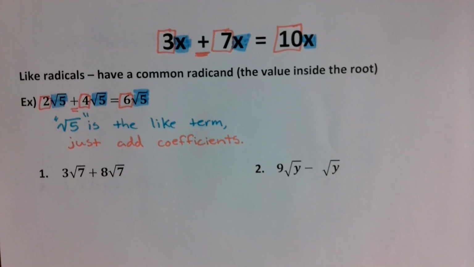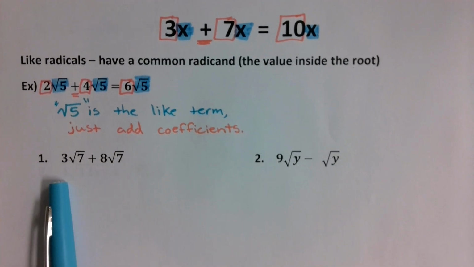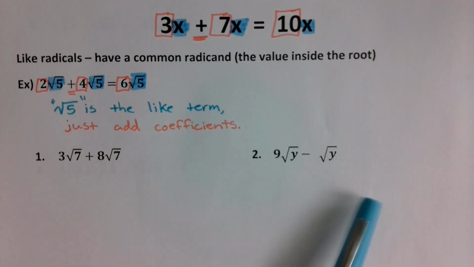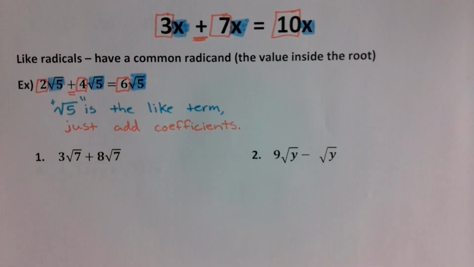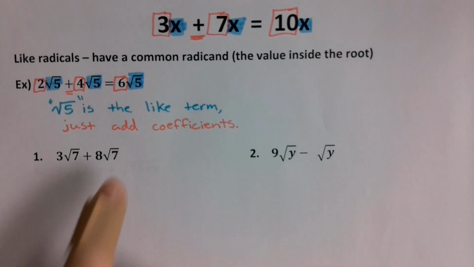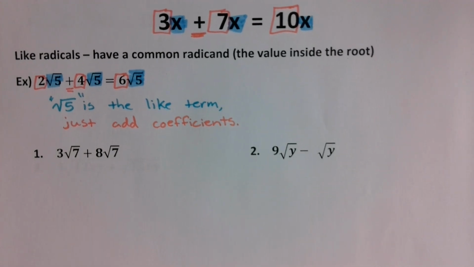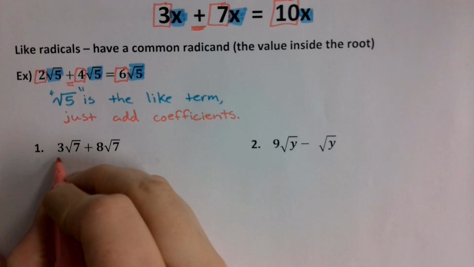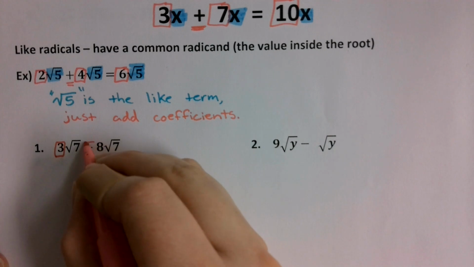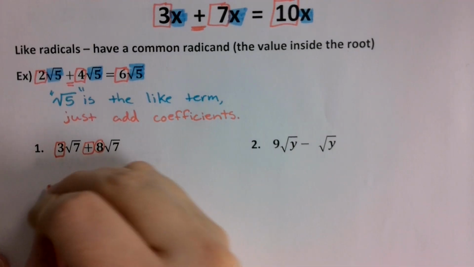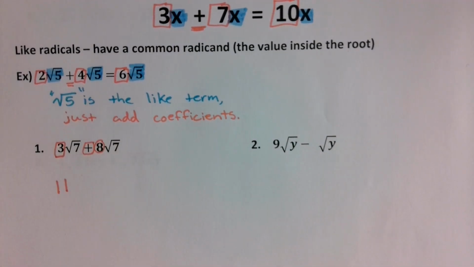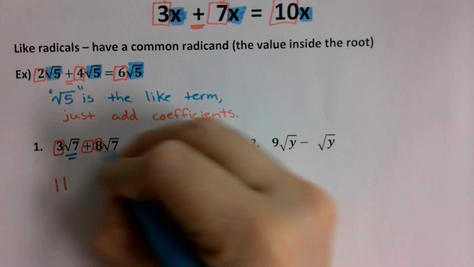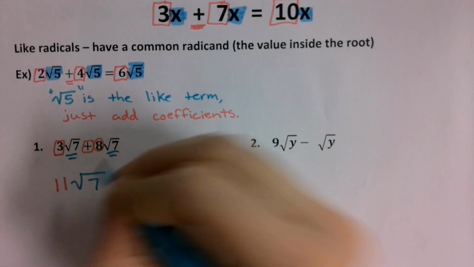So with that knowledge, what I want you guys to do right now is do just problems 1 and 2. Just focus on problems 1 and 2. Shouldn't take you too long. All right, so 3 square root of 7 plus 8 square root of 7, what is that going to give to us? 11 square root of 7. Good. We're just going to focus on the 3 plus the 8. 3 plus 8 is going to provide us that 11, and then that square root of 7, those happen to be the like terms, so it stays square root of 7.